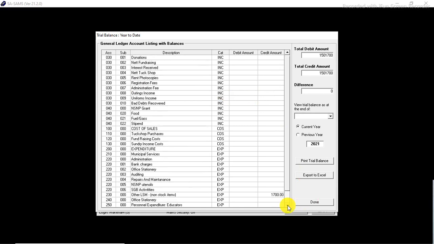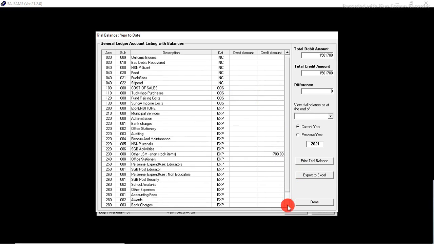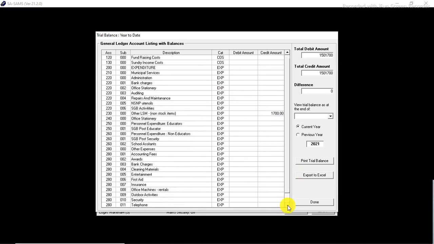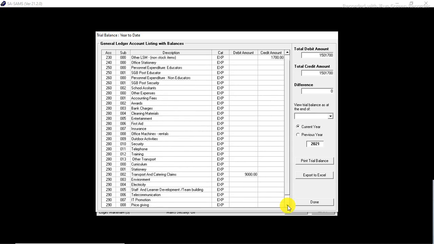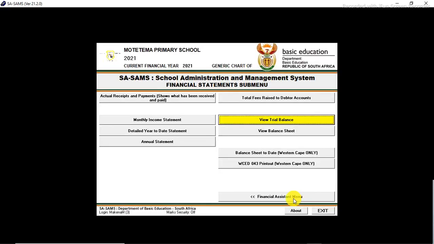So when you do finance, another tip, colleagues, is that you have to be paying attention and not allow disturbances, because as we have seen, I've received multiple disturbances. Now the books are 1,700, transport and catering, as you can see, is 9,000. In the next video, we will be reconciling all this money. Thank you, colleagues. Let's wait for the next video.